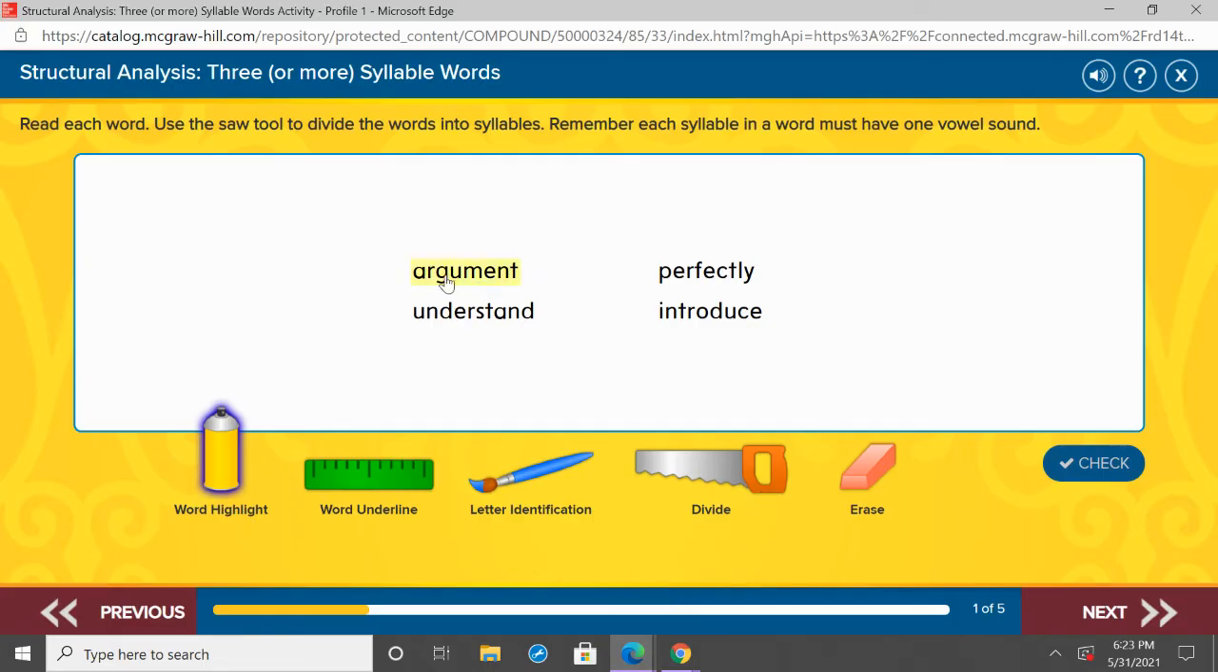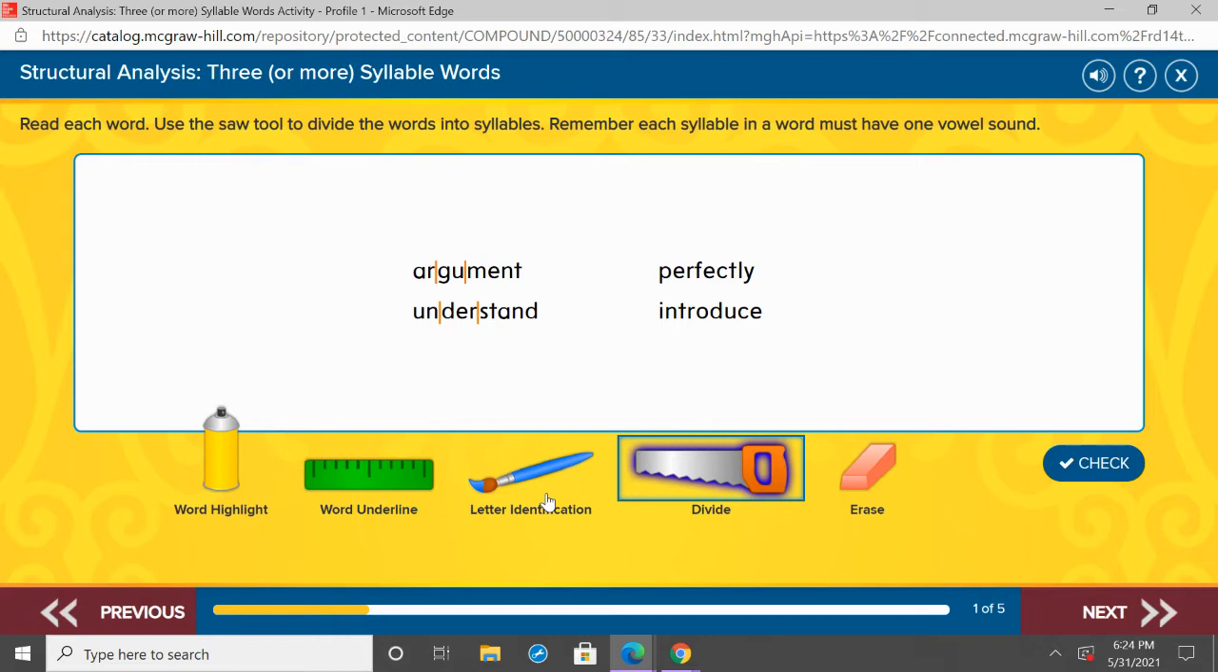So here, we're just going to do the same thing. It says read each word. Use the saw tool to divide the words into syllables. Remember, each syllable in a word must have one vowel sound, which we were just talking about. So we just did argument, understand. Good.